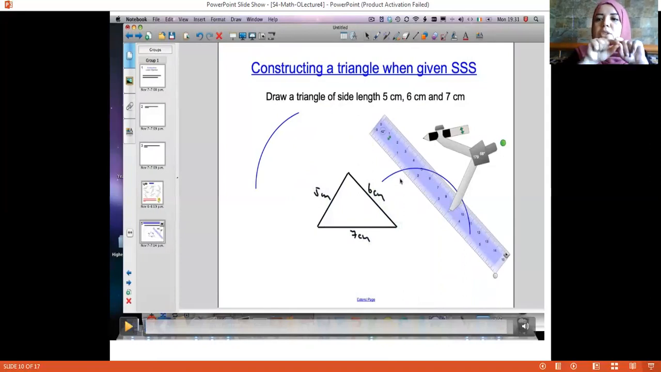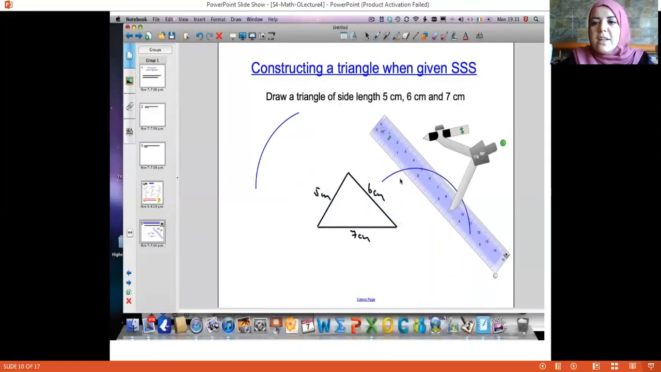So the first step, you choose the longest and you draw it. Then you use the compass. You open it as much as I gave you. You draw a small arc, then you draw another arc, and the point of intersection, you join to the endpoints, and that's the triangle. Okay, that was the first case where I gave you the 3 sides.